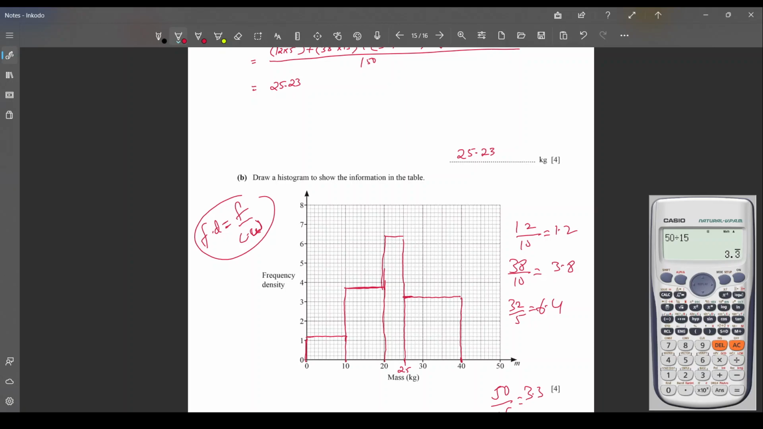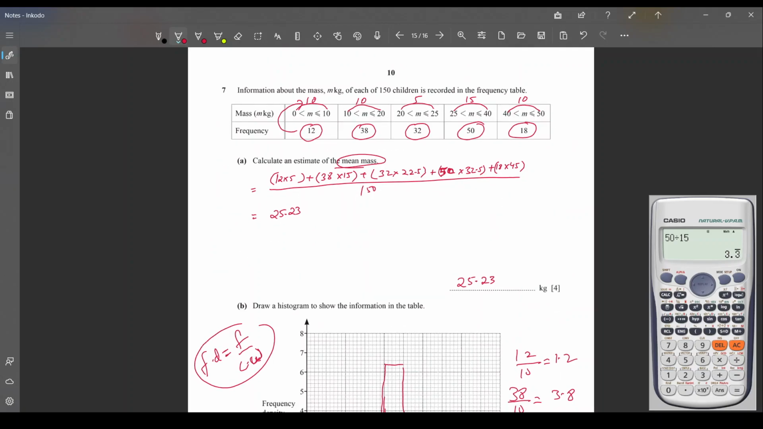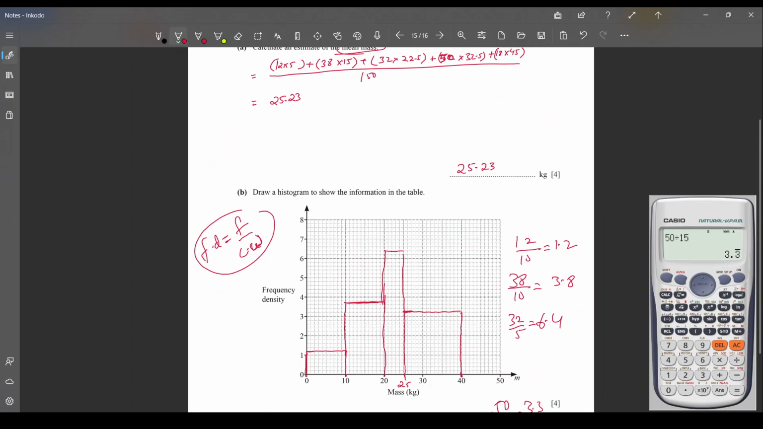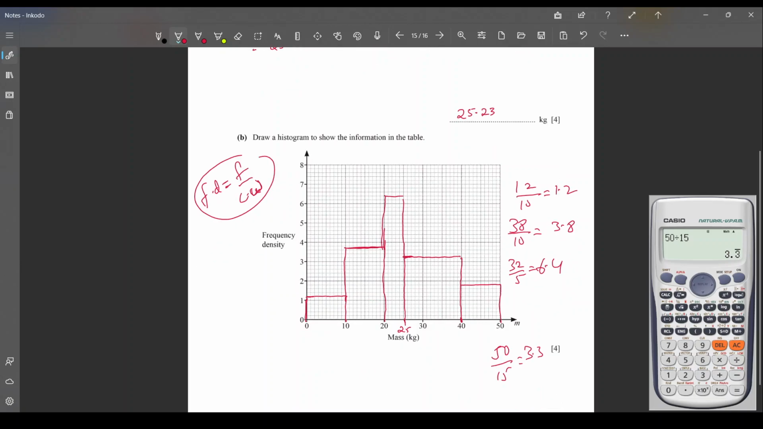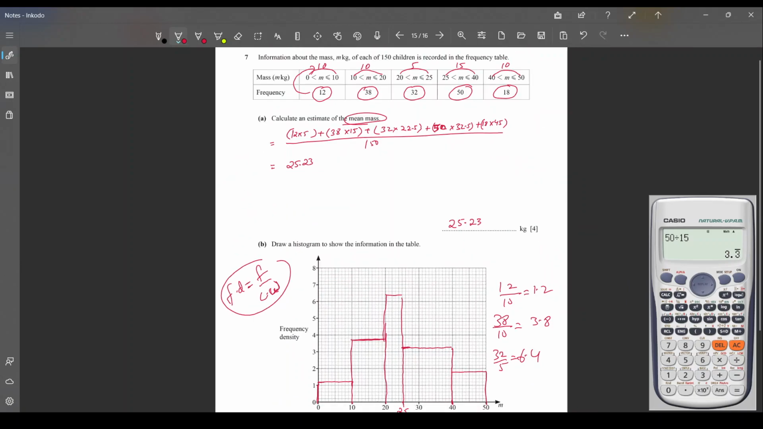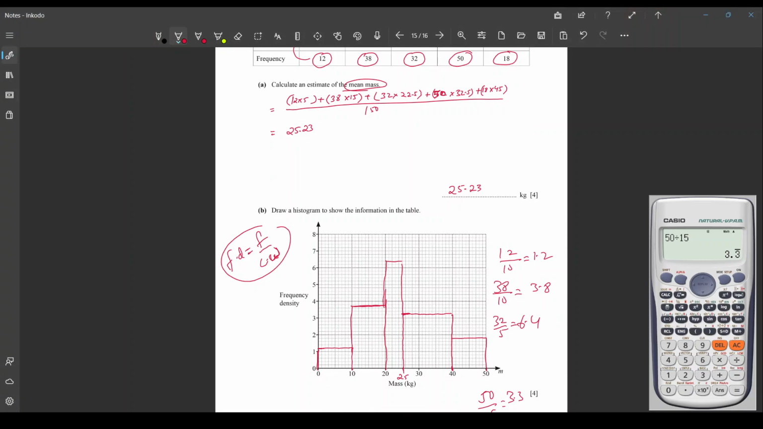And the last one is 18 divided by 10, which is 1.8. So 1.8 is for 40 to 50. So 1.8 is somewhere here. So nicely draw using a scale to complete this diagram, the frequency density.